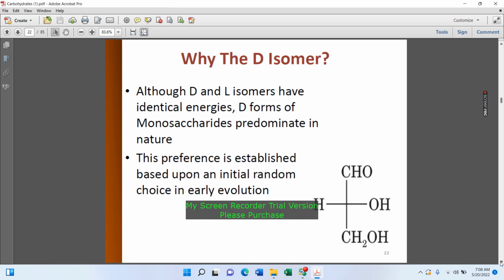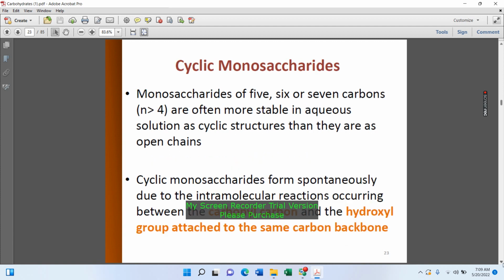The D and L isomers have identical energies, but the D monosaccharides predominate in nature. The reason for this is that a preference is established based upon an initial random choice in early evolution. It's something that was decided within that initial random choice, established in early evolution. So it was happening from the beginning of the earth.